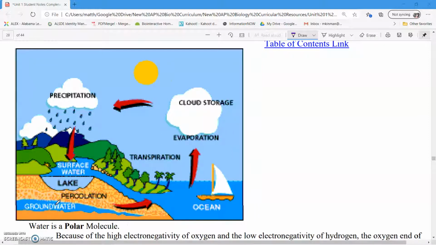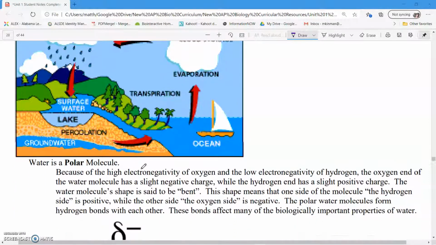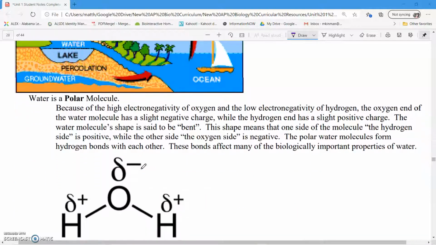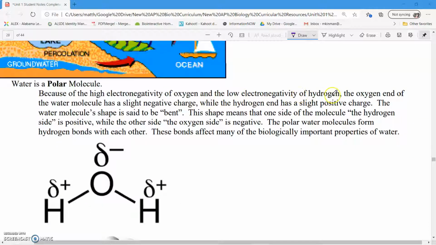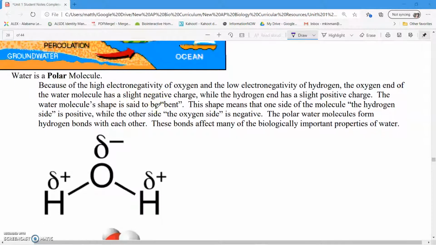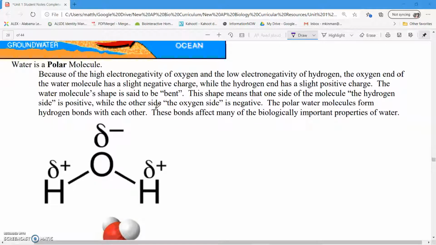So what does that tell you? All right, so then to the ocean, sun evaporates, clouds, precipitation, on and on, water cycle. Water is a polar molecule because of the high electronegativity of oxygen and low electronegativity of hydrogen. The oxygen end of the water molecule has a slight negative charge. All right, so this is what we were talking about the other day when we were talking about polar bonds.